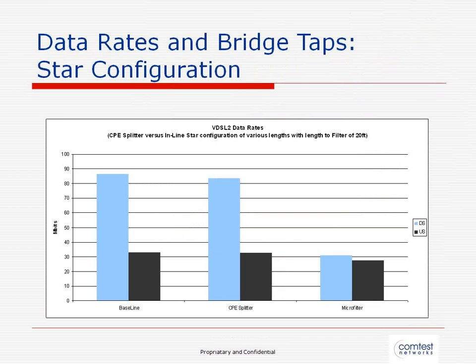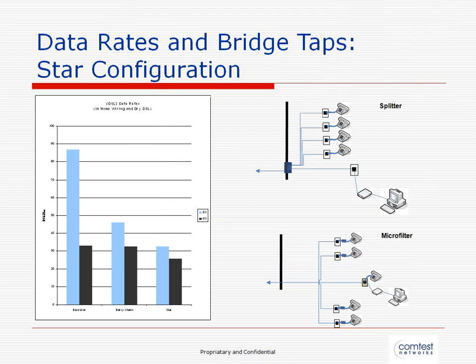So now let's compare the attainable data rates in star configuration with either microfilters or a CPE splitter. With the CPE splitter, the data rates are on par with the baseline, specifically 83.7 megabits downstream and 32.8 megabits upstream. However, with the microfilters, there's a significant reduction in data rates. We see a 64% reduction in the downstream and a 16% reduction in the upstream.